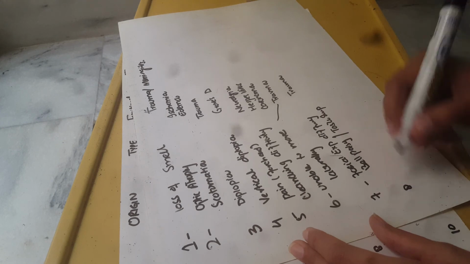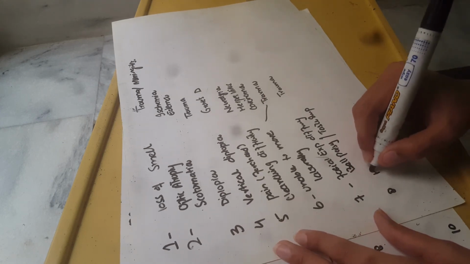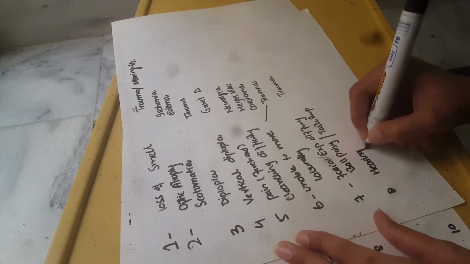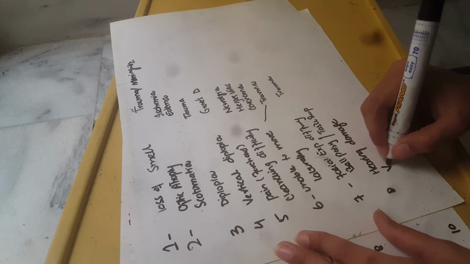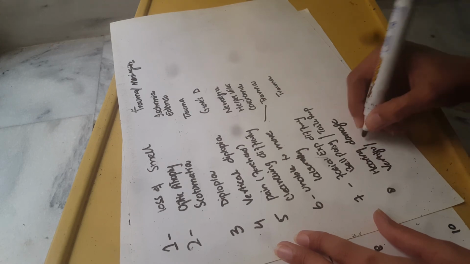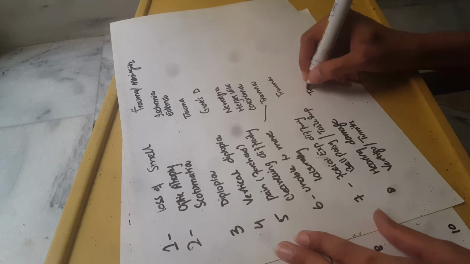Then we have the 8th, that is the vestibulocochlear nerve. The damage to this nerve will lead to hearing damage, vertigo, and tinnitus. It is also due to trauma.